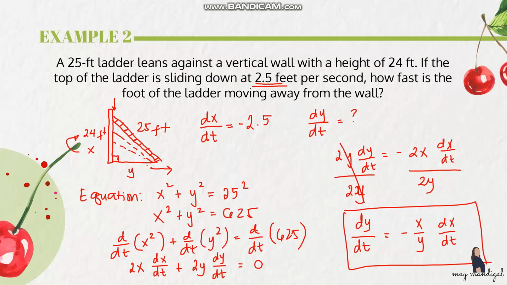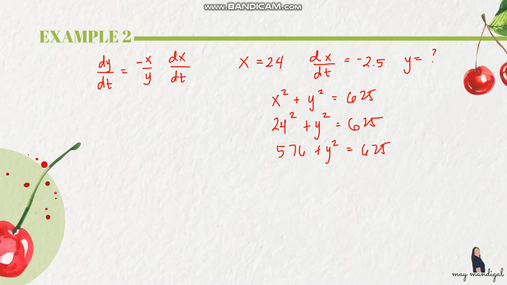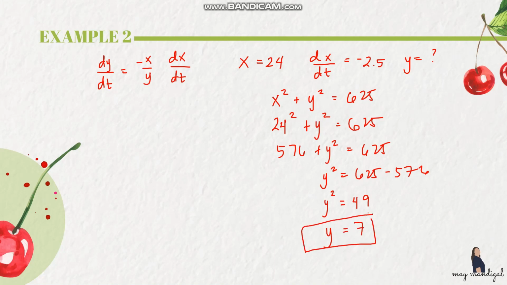But remember, this is a right triangle. Therefore, we can apply the Pythagorean theorem and solve for the value of y. So, x squared, that's 24 squared, plus y squared equals 625. Let's just solve for y. So, this is 576 plus y squared equals 625. Then y squared equals 625 minus 576. So we have y squared equal to 49, or y is equal to 7. So that is the value of y.